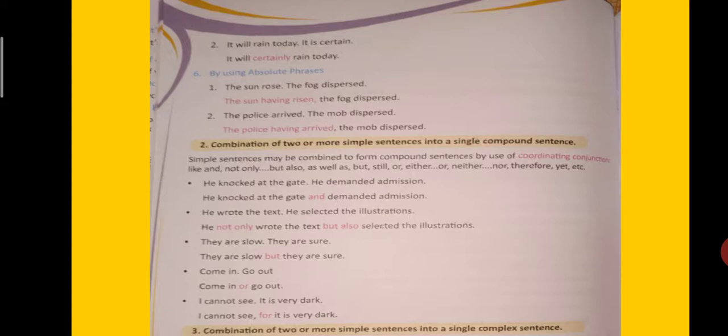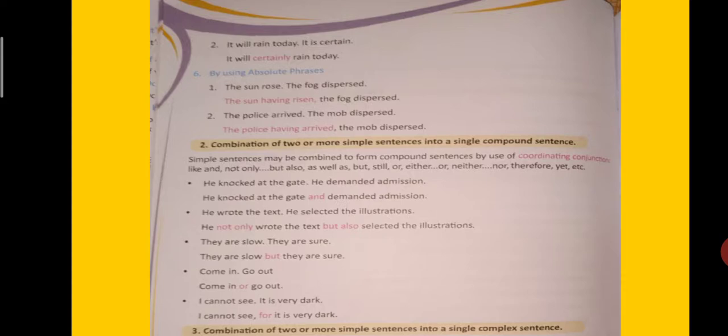Here you can see, the sun rose. The fog dispersed. Here, the sun having risen is an absolute phrase. The fog dispersed. The police arrived. The police having arrived, the mob dispersed.